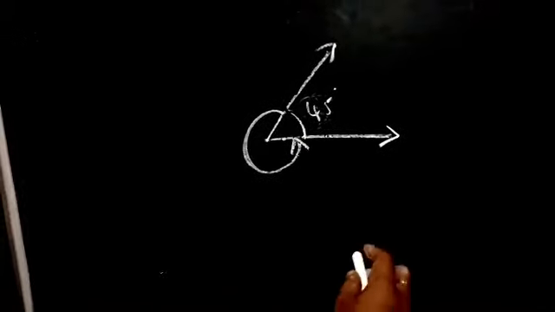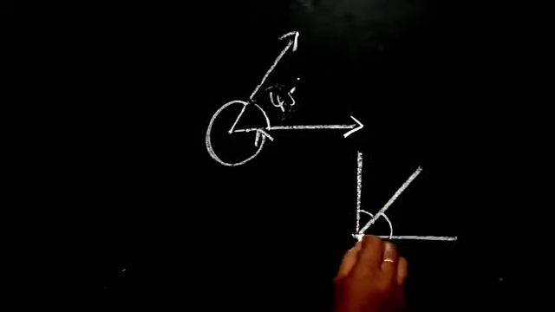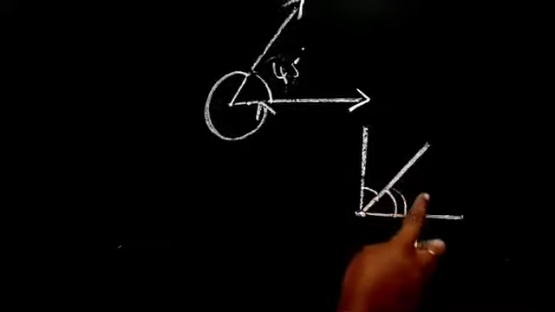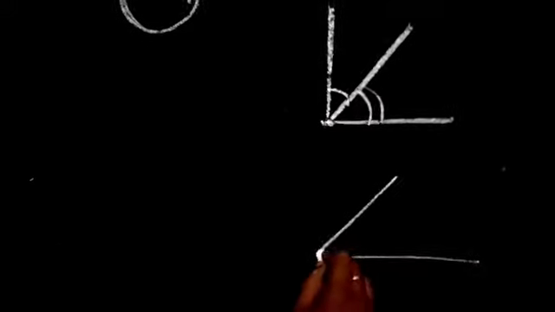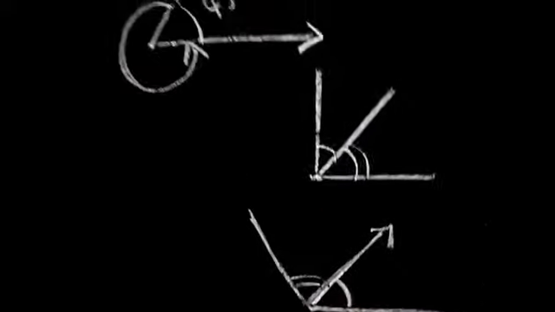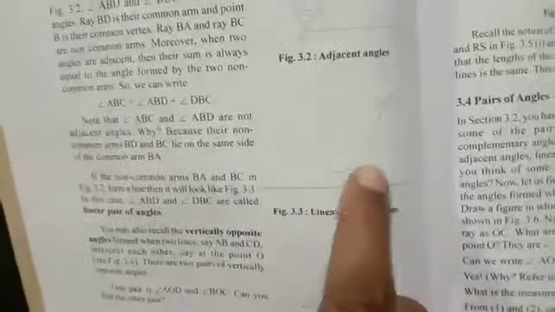Then adjacent angles are the angles which have a common vertex. This is the common vertex for this and this angle. So these two angles are adjacent angles. This one is an acute angle and this is obtuse. So with this common line segment we have, this and this are adjacent angles. Then linear pair of angles: when we add both the angles and we get 180, it is a linear pair of angles.